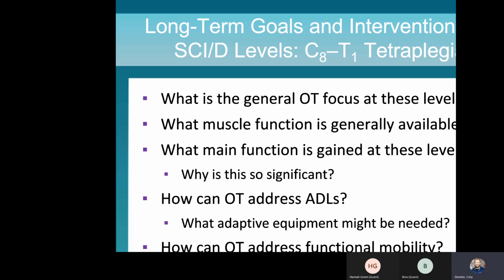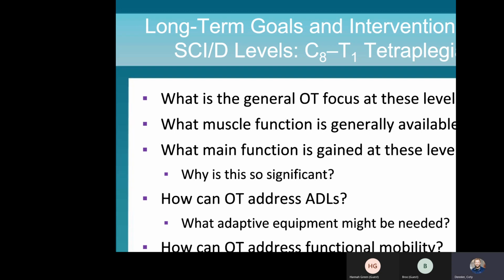C8 and T1, this is when you're going to start seeing a lot more upper body control. They're going to have a lot more control over their upper body. It might be less coordinated than what it normally would be, but who cares? They've got some control, maybe a little bit of trunk control. And as each level goes down, they get more control of the trunk and the back with each level. So, C8 to T1.